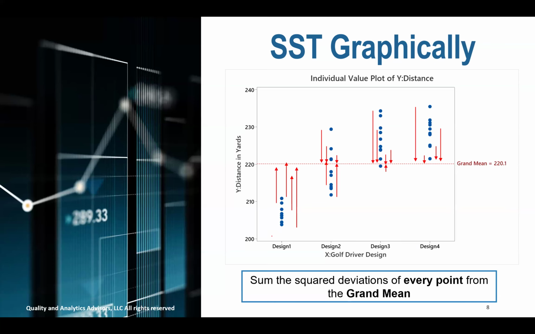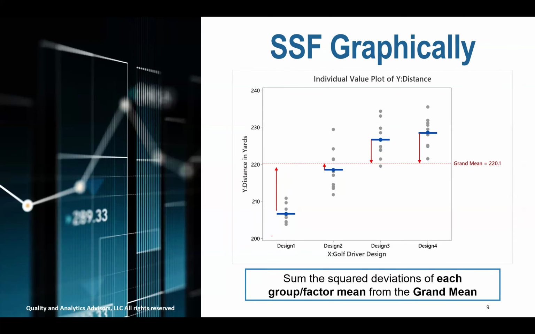I'm going to square all of those distances and I'm going to add all of them up. That number is going to represent my sum square for my sum square total.